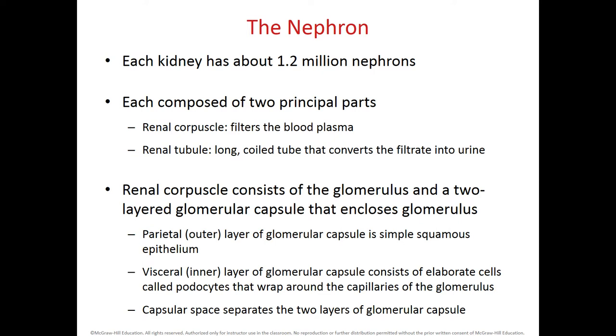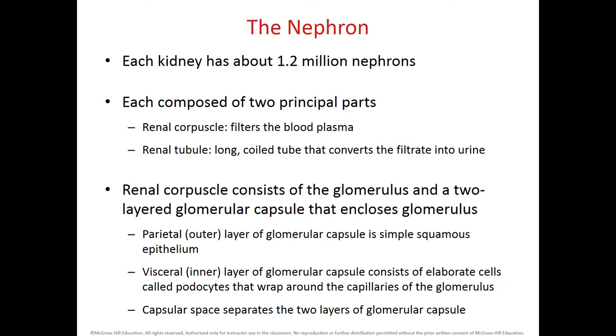Within the kidneys, we have this structural and functional unit at the microscopic level that are called the nephrons. And within this kidney, we have around 1.2 million nephrons. And the nephrons have two major parts. So it has the renal corpuscle that helps to filter our blood plasma, and then a series of tubules that are called the renal tubule. And this renal tubule helps to convert the filtrate into urine.